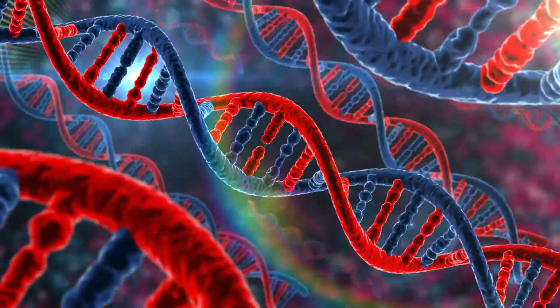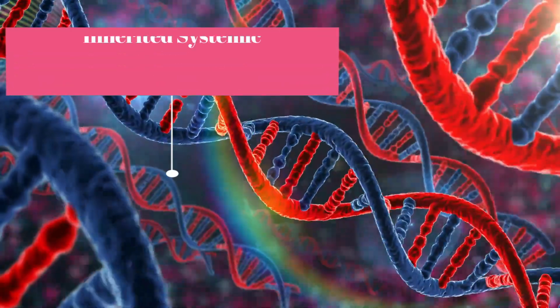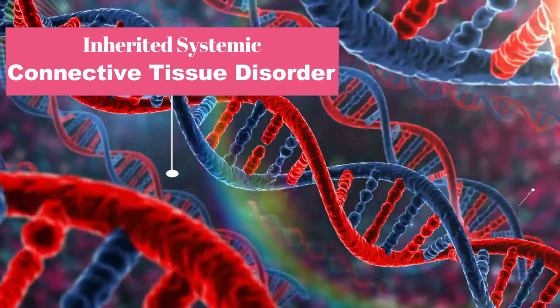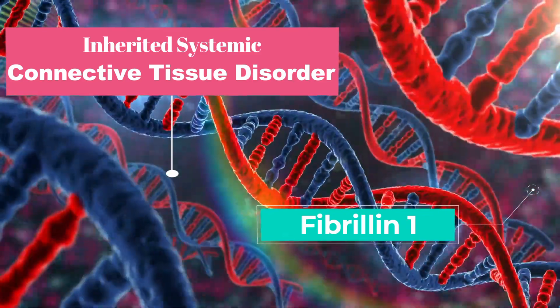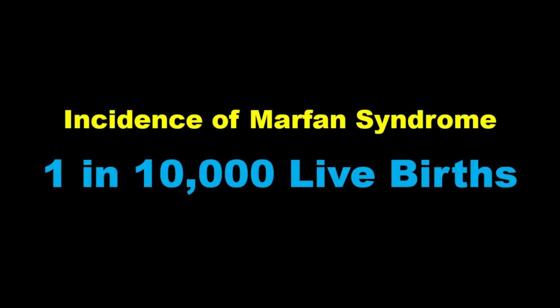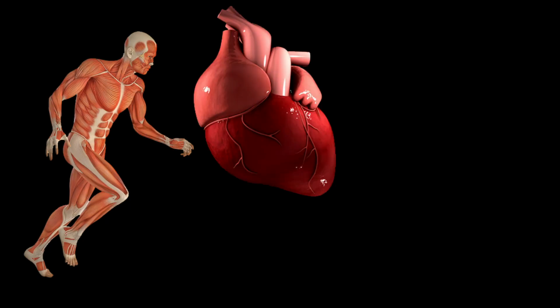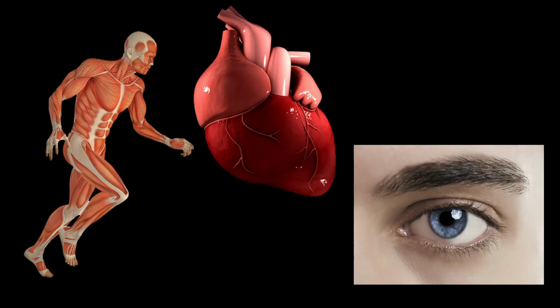Marfan syndrome is an inherited systemic connective tissue disorder caused by a mutation in the gene encoding the extracellular matrix protein, fibrillin-1. The incidence of Marfan syndrome is reported to be 1 in 10,000 live births. This disorder shows autosomal dominant inheritance and is primarily associated with skeletal, cardiovascular, and ocular pathology.